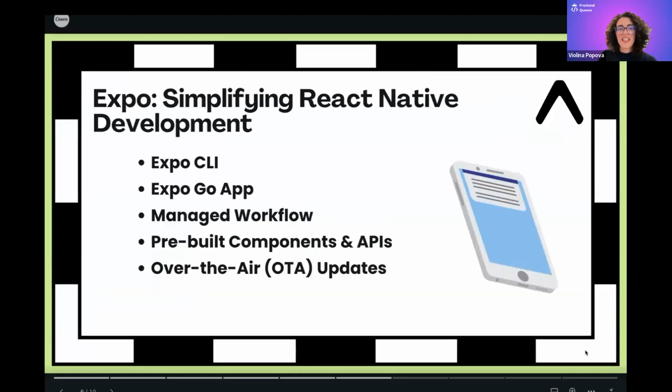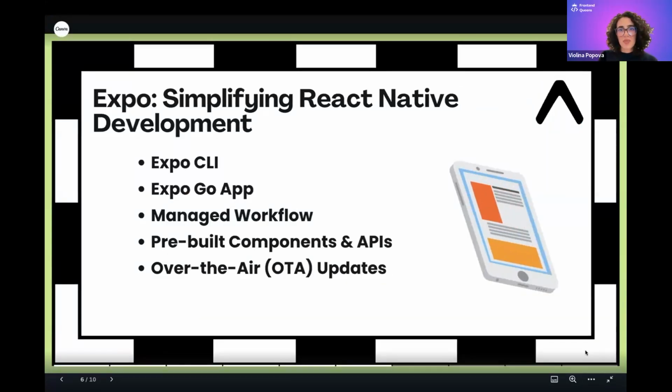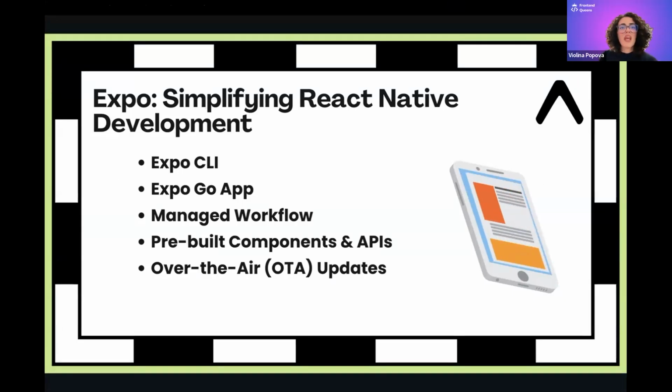Now let's talk about Expo. Think of Expo as a fantastic set of tools and services built around React Native, and its main goal is to simplify React Native development. Expo provides a whole ecosystem of tools, services, and pre-built components designed to make building, testing, and deploying React Native apps much smoother and faster.